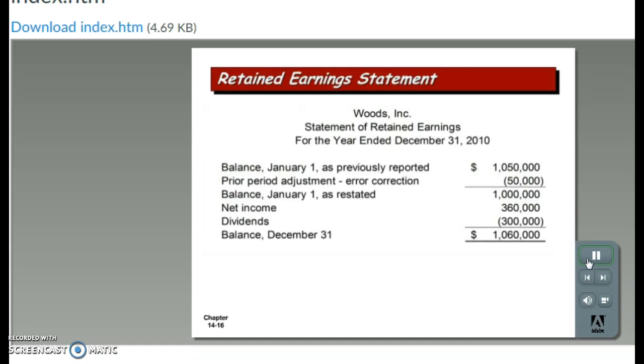We saw in the last slide that 2009 net income was overstated. Because this is a statement of retained earnings for 2010, the correction should be made to the beginning retained earnings balance. The January 1, 2010 balance of $1,050,000 is adjusted, decreased, for the $50,000 overstatement. The result is a restated balance January 1, 2010 of $1 million. Next, current year or 2010 net income is added and dividends are subtracted, resulting in an ending retained earnings balance as of December 31, 2010 of $1,060,000.